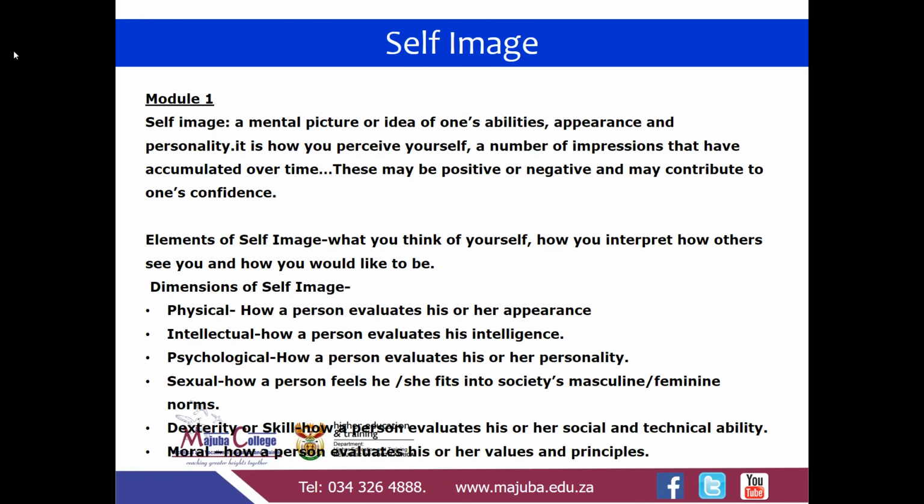Another one is the sexual dimension. The sexual dimension plays a critical role because it's how a person feels he or she fits into society's masculine or feminine norms or standards. We know people will be saying, as a girl, this is how you should behave, as a boy, this is how you should behave. So in most cases, people have to make sure that they are popular, especially to members of the opposite sex. And that will make them feel better about themselves, knowing that they're able to attract the opposite sex.